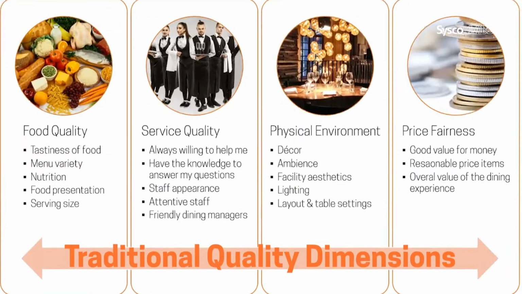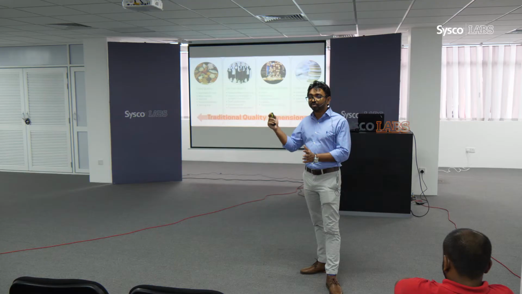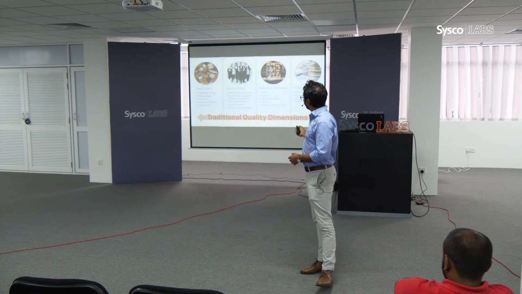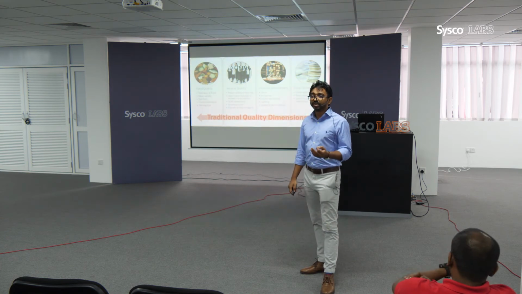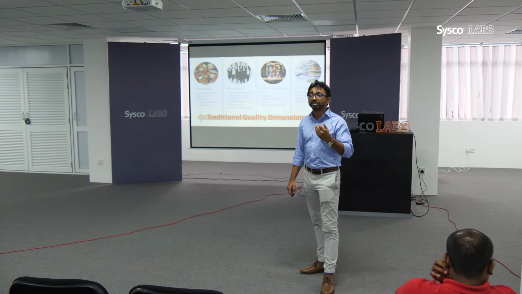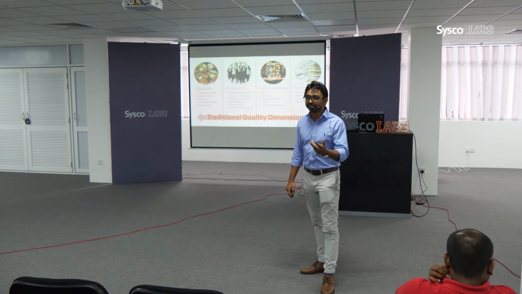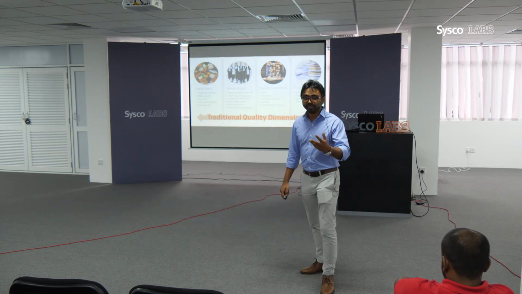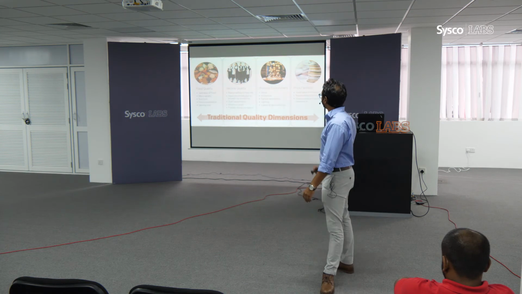Whenever we select a restaurant, we naturally look for food quality: the tastiness, the variety, nutrition, food presentation, how nicely the food comes out to you. A lot of us now take photos and put them on Instagram and all of that. So all of that is important. These are traditional. Service quality is very important, again, especially for a full service restaurant, where employees are knowledgeable about the food. Can they answer my questions? Can they recommend dishes to me? Things like that, as well as being attentive, looking after you. All of those traditional parameters still matter.